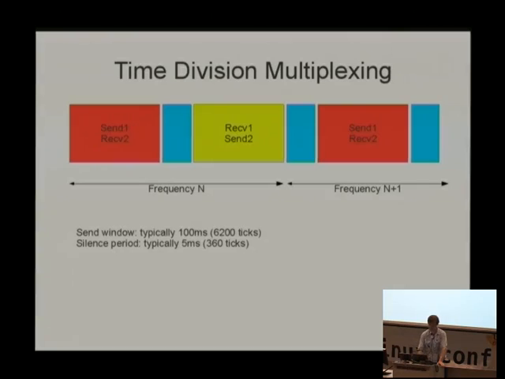So you switch backwards and forwards between them. And you'll notice that I've also marked here in the middle, these two lumps here as frequency n, and those two lumps as frequency n plus 1. And that's when we get into the frequency hopping, which I'll talk about in a minute.